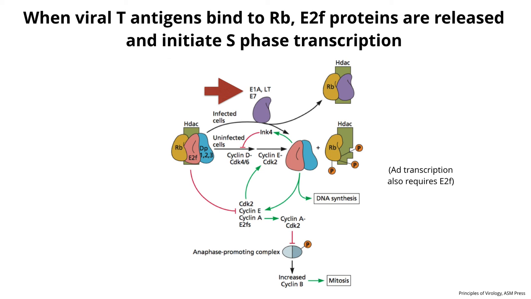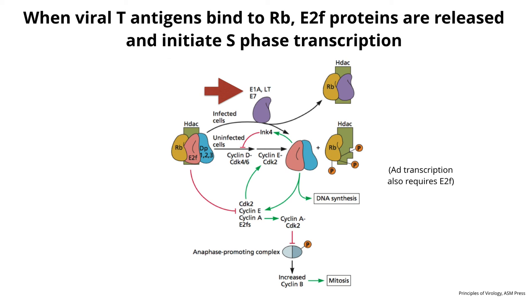So you can get RB off of E2F either by phosphorylating RB, which is the natural pathway in the cell, or you can make a tumor protein, again large T, E1A, E7, bind RB, get it away from E2F, and then the cells start dividing. So that's why these viruses initially make T antigens: to get the cells dividing so they can replicate their genome. And there it is on the top again.